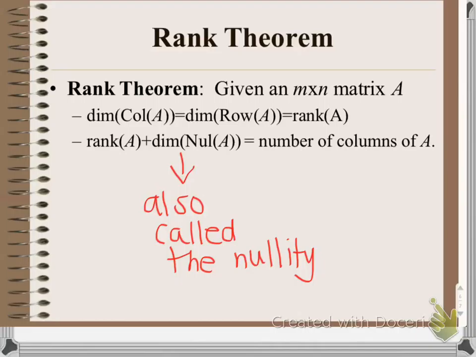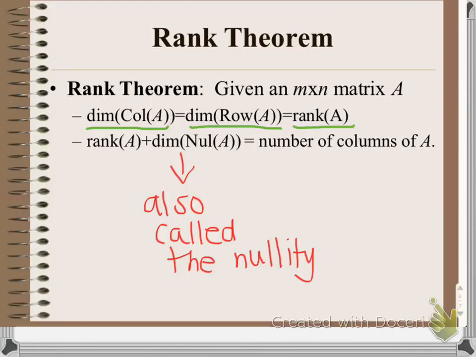Okay, and we're almost done. The rank theorem: given an m by n matrix A, the dimension of the column space of A is the same thing as the dimension of the row space of A, and that is the same thing as the rank of A. So whenever you hear the dimension of the column space of A, the dimension of the row space of A, and the rank of A, that means the same thing. It's talking about the same number. And we're talking about numbers when we talk about dimensions.